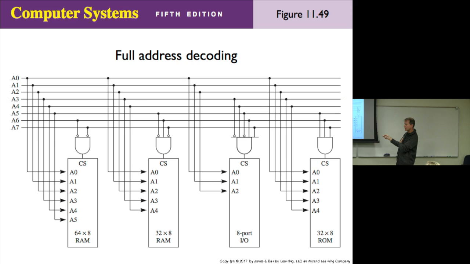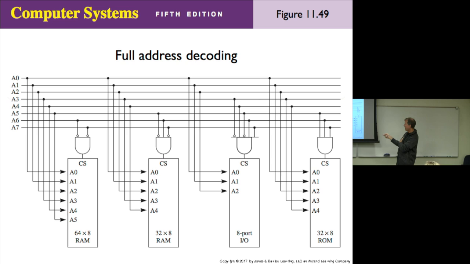And so what do we know about this chip? It doesn't even matter what A5 is. Are you with me? Because A6 is 0, and it's not inverted going through this AND gate, the chip select for the 32-byte RAM is 0, and it's not selected.